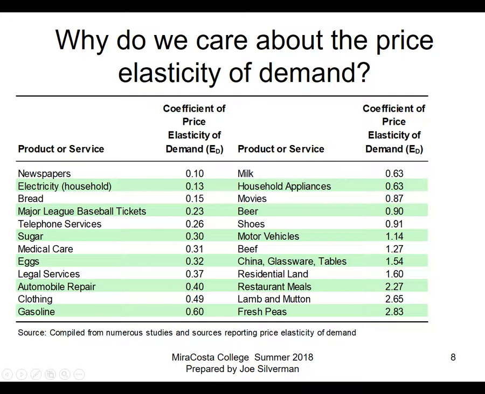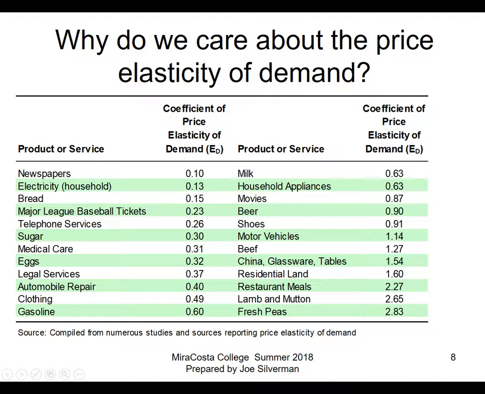Where is it? Motor vehicles, 1.14, pretty close to unit elastic. And by the way, I don't know if this is the sticker price or if it's the price that the car finally sells for. Why might that make a difference? Because if you think about how cars are sold, there's always a little bit of bargaining that could be going on in the process, right?